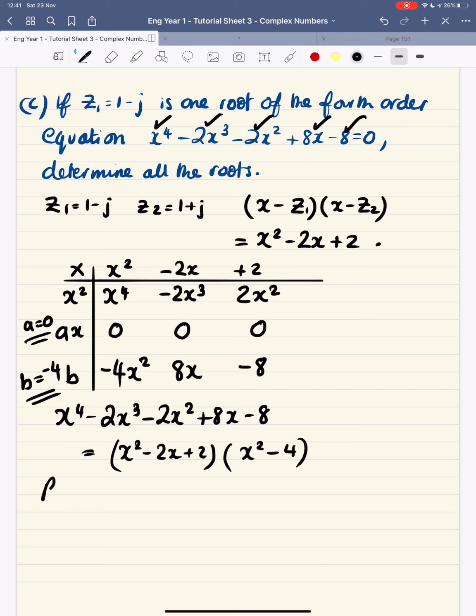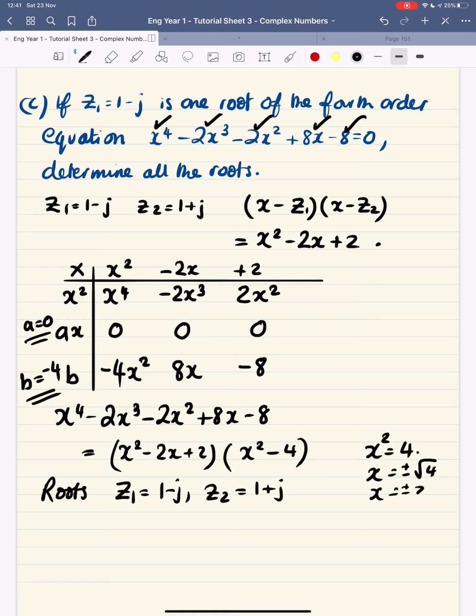Okay, so the roots, we already know for this first one here, the roots are z1, which is 1 minus j, and z2, which is 1 plus j. And then we've also got where x squared minus 4 is 0, so x squared is 4, so x is plus or minus the square root of 4, x is plus or minus 2, x is 2, x is minus 2. And there's our answers there for that one.